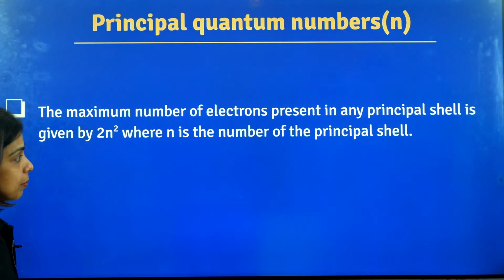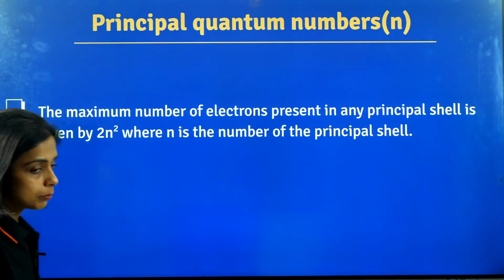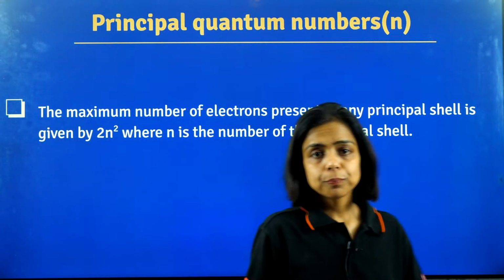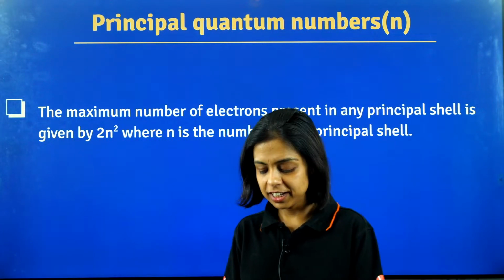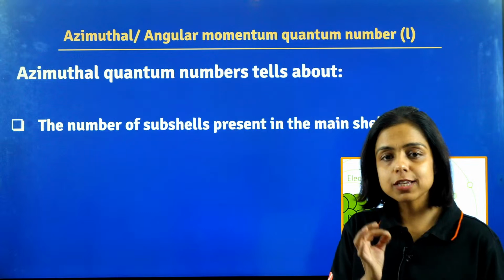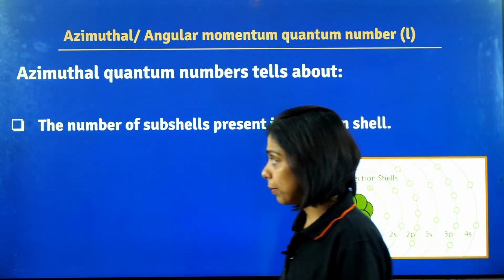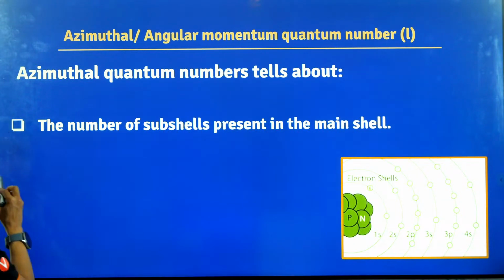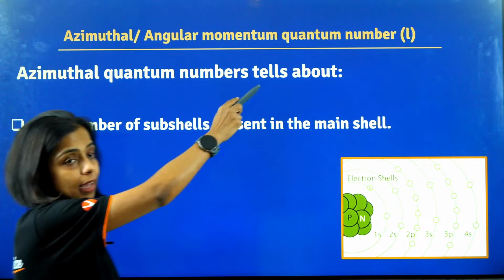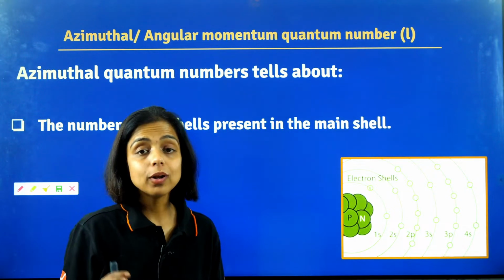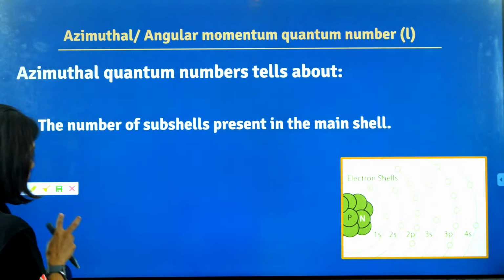Now the principal quantum number, n. So this information I will share later on with you. Next is azimuthal or angular quantum number, represented by small l. You can see the l there, right? Small l, angular quantum number, azimuthal quantum number.